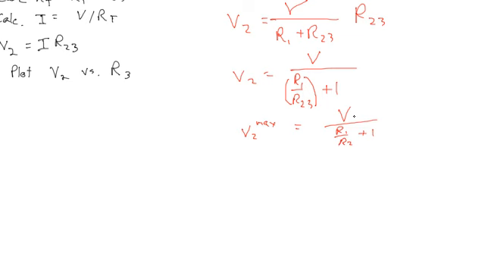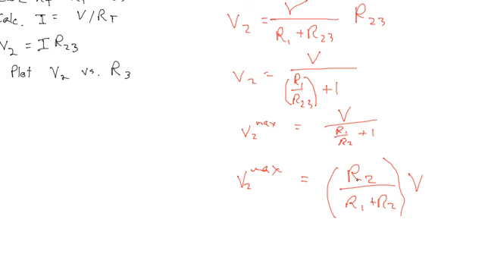And I think that's just R2 divided by R1 plus R2 times V. So V2 max is that. So it's whatever fraction R2 is of the total resistance, that fraction times V is what the maximum value of the voltage goes to.